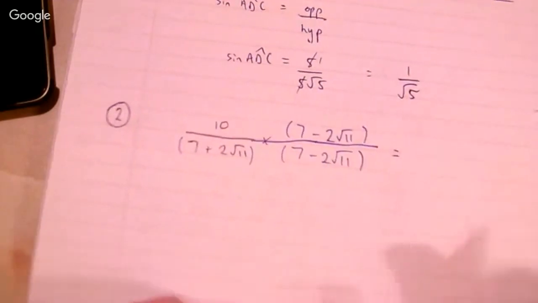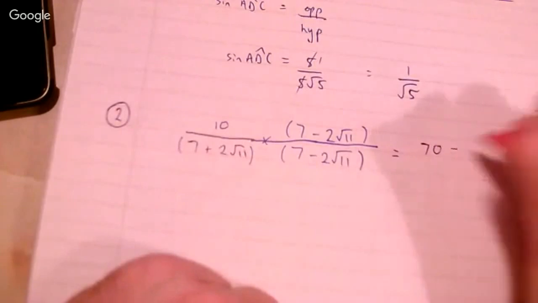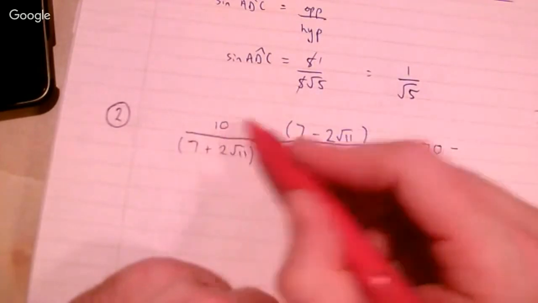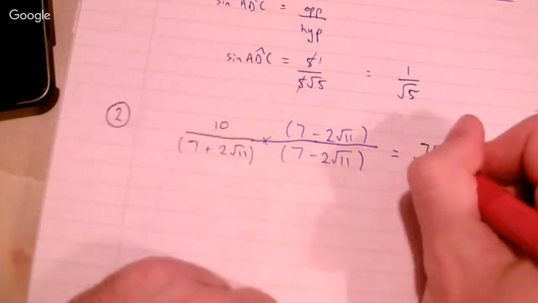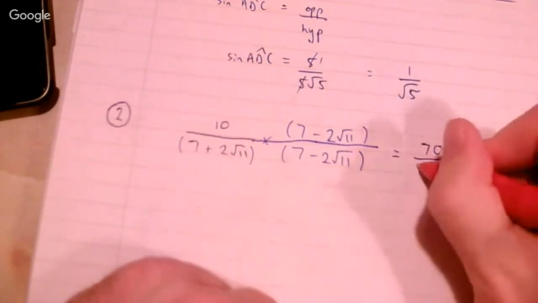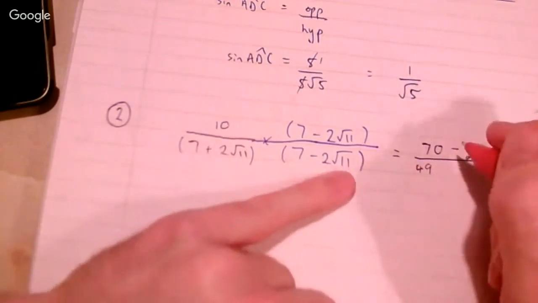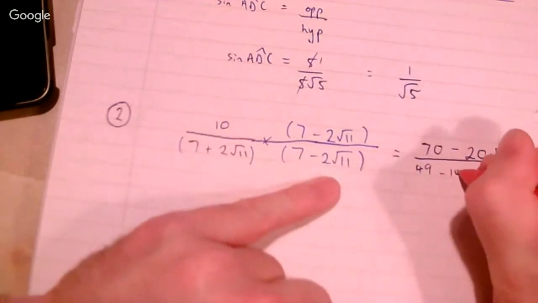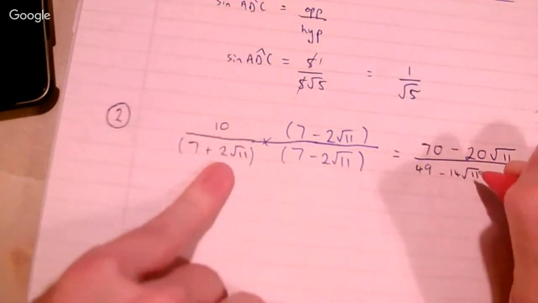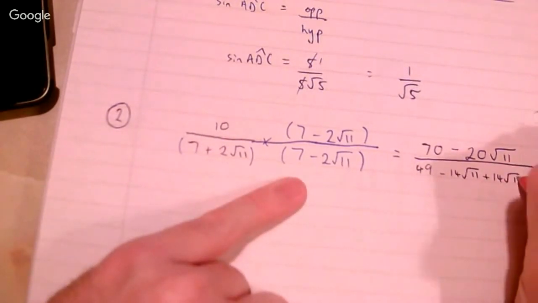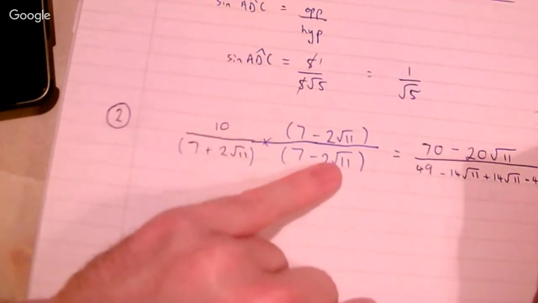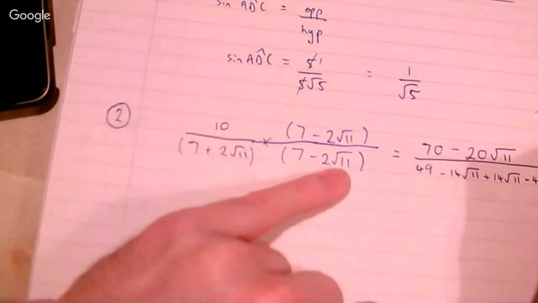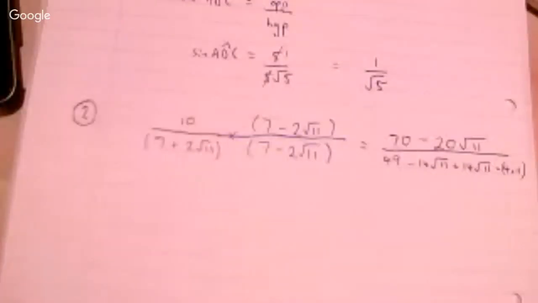So if I do that by here, 10 times 7 is 70, minus 10 times 2 root 11, so the 10 just times is the thing outside the root gets left alone, so that is minus 20 root 11. And then that would be all over 7 times 7, which is 49. 7 times minus 2 root 11, so that would become minus 14 root 11. And then plus 2 root 11 times 7, so that would be plus 14 root 11. And then plus times a minus would be a minus. 2 times 2 is 4. And then root 11 times root 11 is just 11. So I need to do 4 times 11, which hopefully you can just about see there.